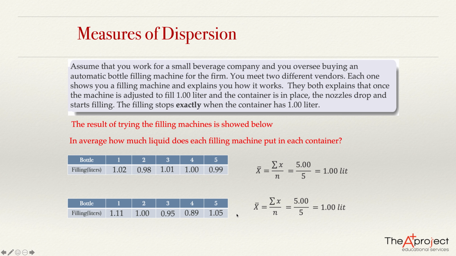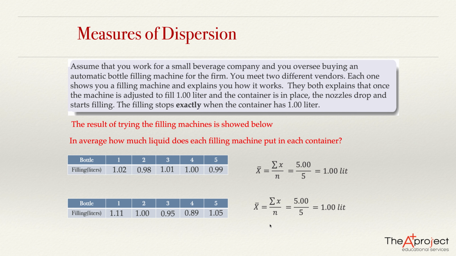Both of them fill 1 liter on average, but this machine's values are closer to this. So this machine sometimes puts too much liquid and sometimes too little into the bottle. So for that reason, this looks like a better machine. So why, if both of them have the same average? Because, in statistics, we say there is less dispersion in this data set, or the spread of this data is smaller than the spread here.